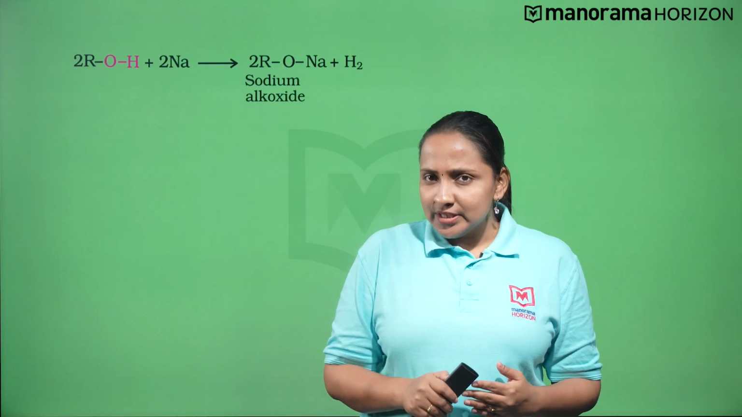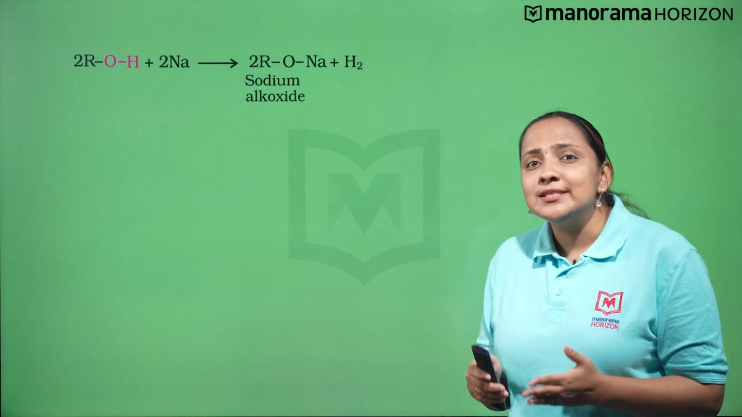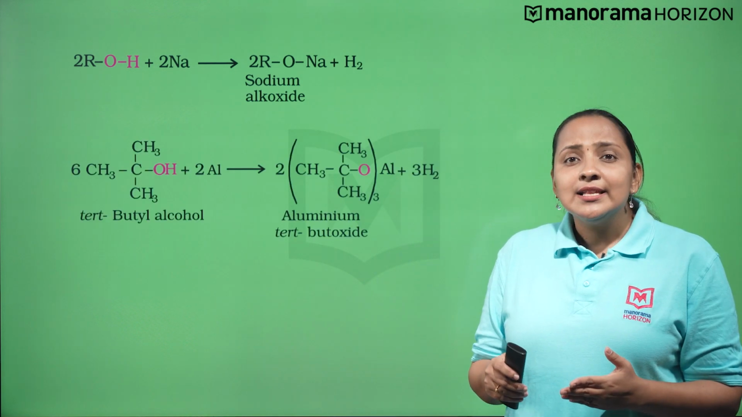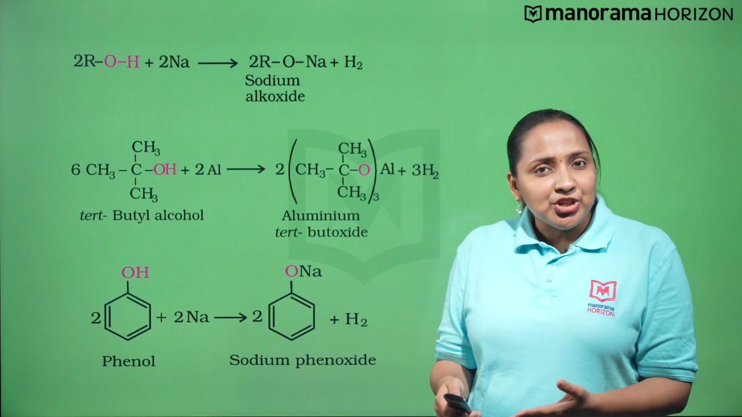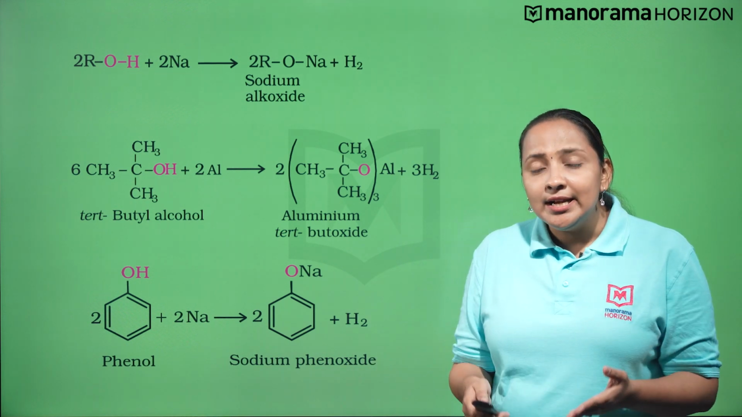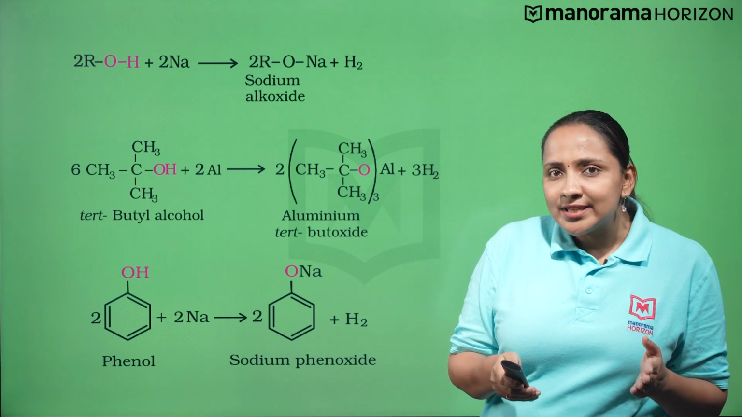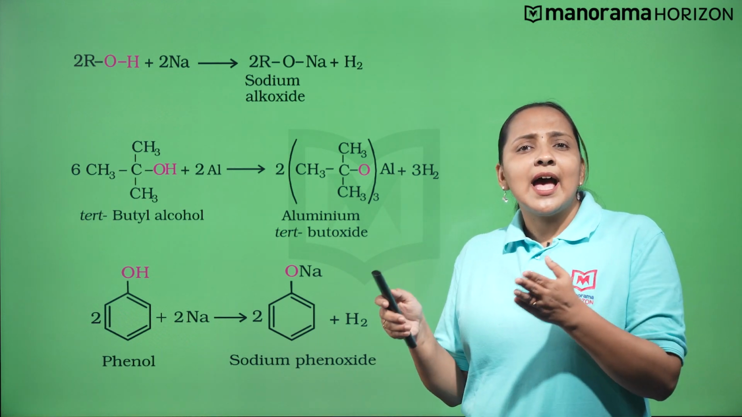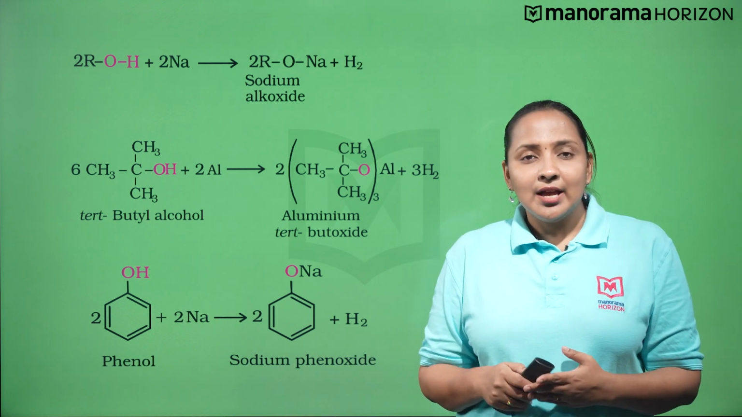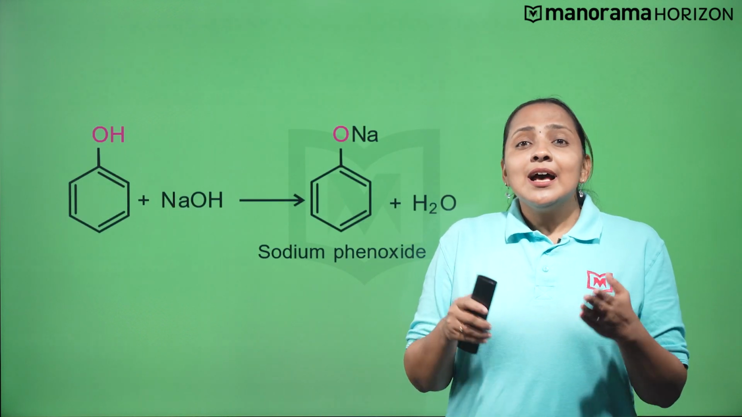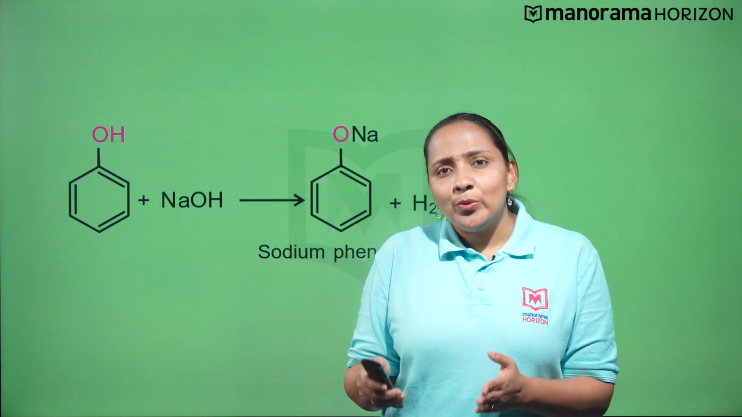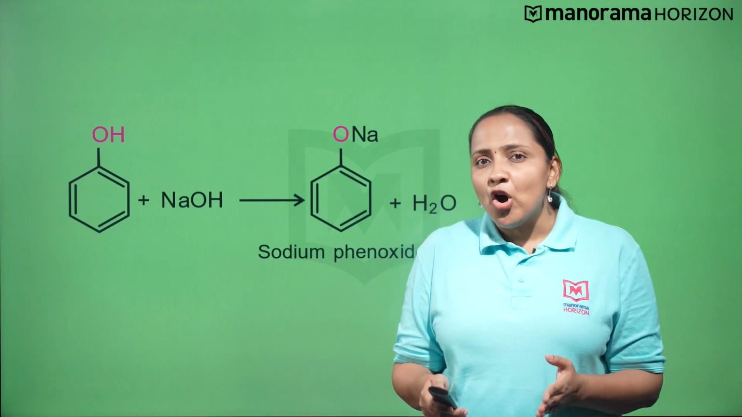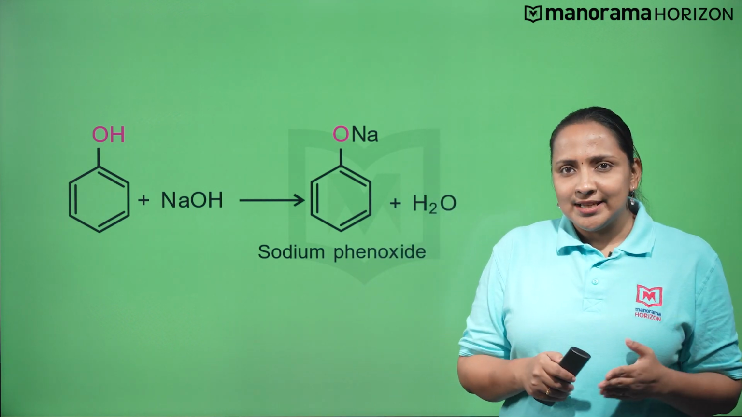On the basis of this, alcohols and phenols react with active metals such as sodium, potassium and aluminium to yield corresponding alkoxides, phenoxides and hydrogen. In addition to this, phenols react with aqueous sodium hydroxide to form sodium phenoxides.